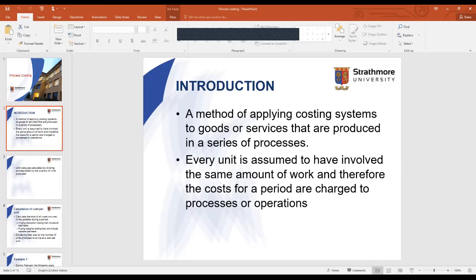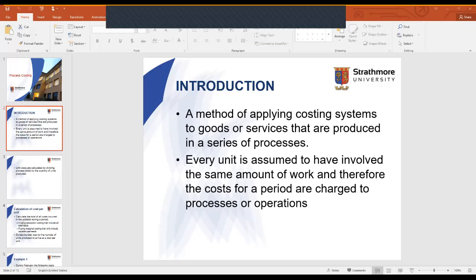We determine the cost we incurred so far in process one: material, labor, production overhead. So all the costs we incurred so far in process one, and then you divide by the number of units that are the output of process one. That's the cost so far on a per unit basis, the same way we did in batch costing. Every unit is assumed to have the same work.